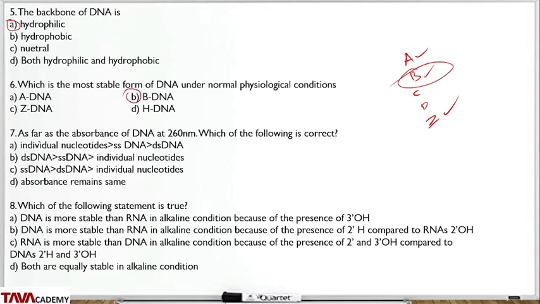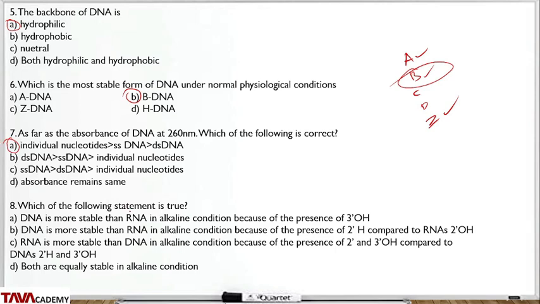As far as absorbance of DNA at 260 nanometers, which is correct? Individual nucleotides have better hyperchromicity compared to single-stranded and compared to double-stranded. So the answer to this will actually be A. We reviewed that in our lecture notes. You could recap by looking at it.